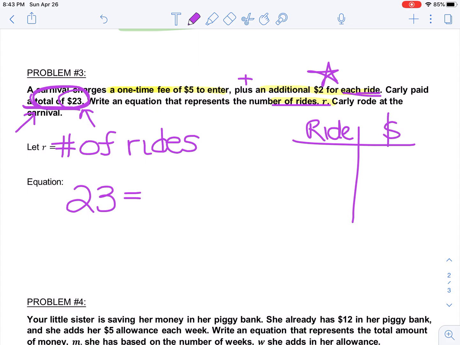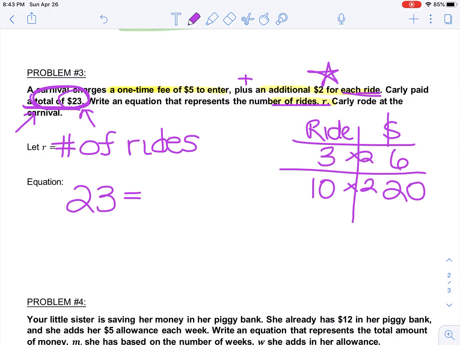If you ride 3 rides, well, I know it's $2 for each ride. So 3 times 2 is 6. What if I ride 10 rides? How much am I going to pay? Well, 10 times 2 is 20. So I know I'm taking the number of rides and I'm multiplying it by the $2 per ride.